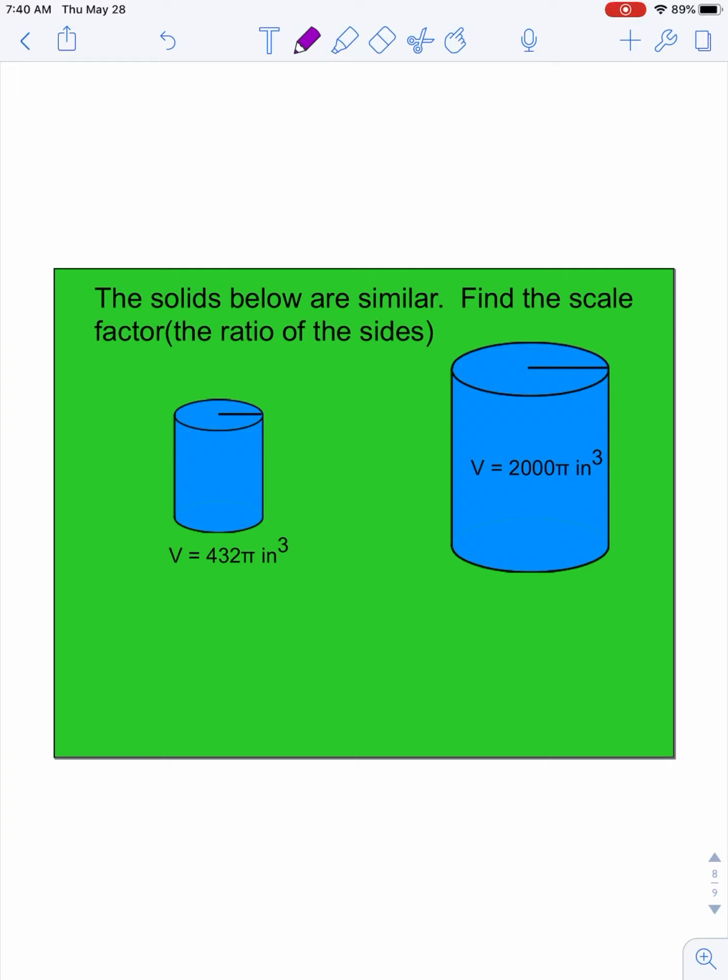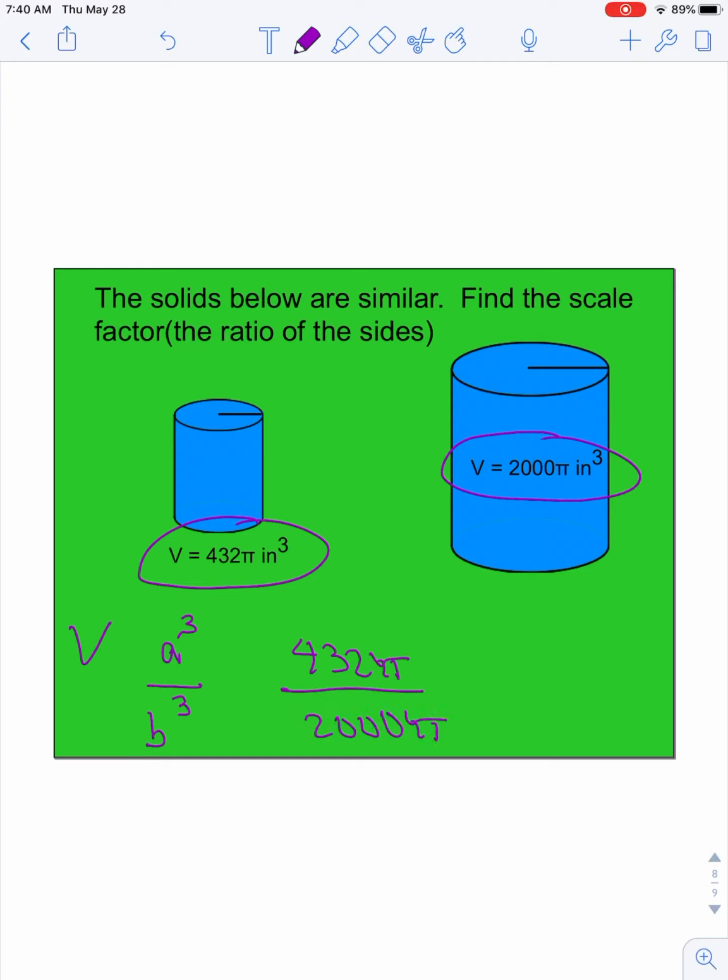So this one says two solids are similar. Find the scale factor or the ratio of the sides. So it's giving us our volumes right here. So we know our volume ratio is A cubed to B cubed. We know that. So we write our volumes in there, 432 pi over 2,000 pi, and now we reduce it. Well, we can cancel out the pi's, okay, because that is a common factor. And then we have 432 over 2,000. Well, I know I can cut them in half, so that's going to give me 216 over 1,000.